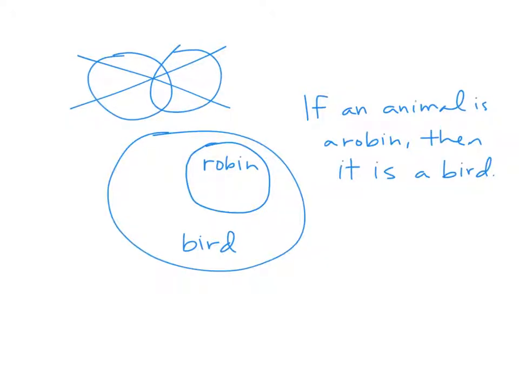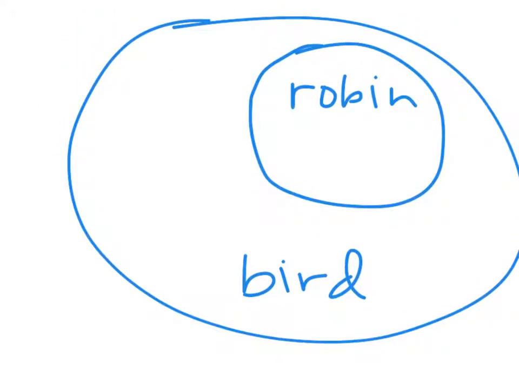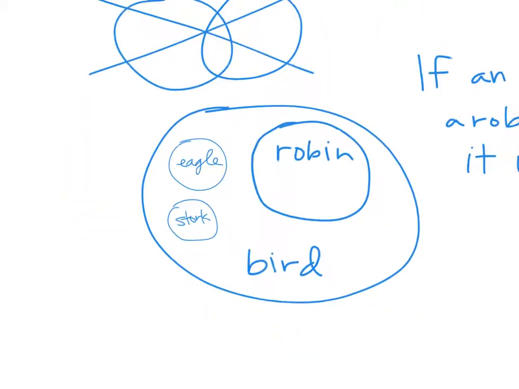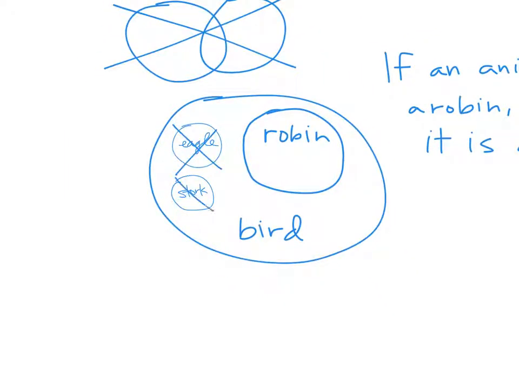So if you think of it, we could essentially make another set of Venn diagram stuff. We could call this eagles, and we could call this storks. There's all different types of birds, right? A robin is one of those. So the robin has to be the smaller thing. The bird category is the overarching category. Does that make sense?